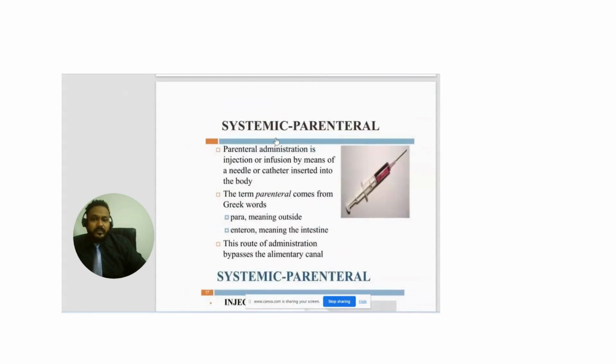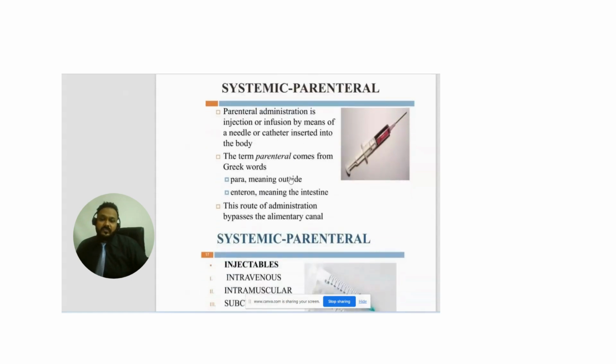Now we talk about the systemic or parenteral route. Parenteral administration is injection or infusion by means of a needle and catheter inserted into the body. It needs a needle and syringe. It is comparatively expensive, and the term parenteral comes from the Greek words. Para means outside, enteron means intestine. The drug directly goes to the blood circulation for giving action, and it has 100% bioavailability. It is used in emergency conditions and in case of unconscious patients.